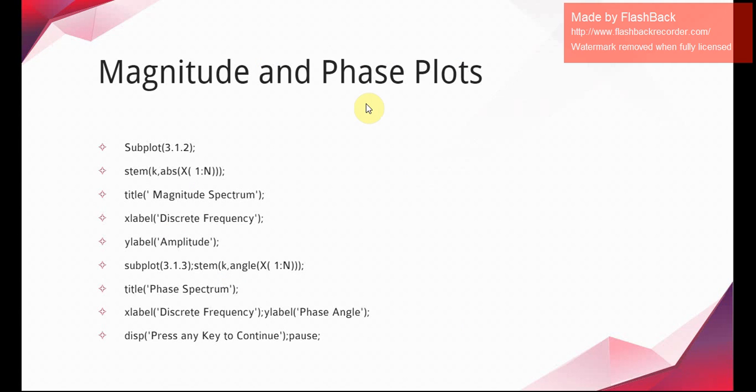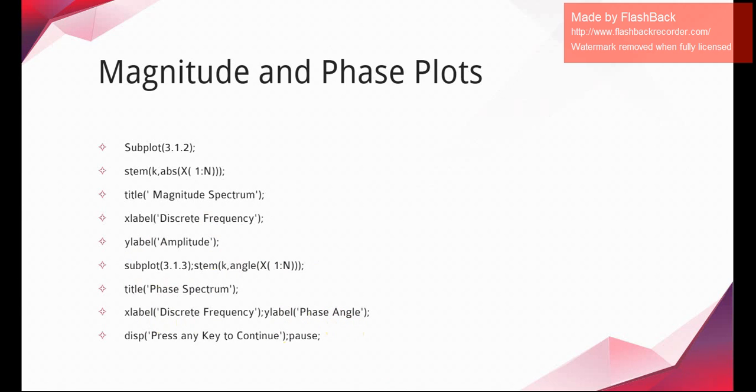The magnitude and phase plot is obtained in the following manner. The subplot is used so that the magnitude and phase plots are obtained on the same page and compared easily. The stem function is used due to the use of discrete values in our program, and abs gives us the absolute value. The title of one graph is named magnitude spectrum. The x-axis is labeled as discrete frequency and the y-axis is labeled as amplitude. Similarly, we use subplot and stem function for the phase plot, and the title of the graph is named phase spectrum. The x-axis is named discrete frequency, and the y-axis is named phase angle.